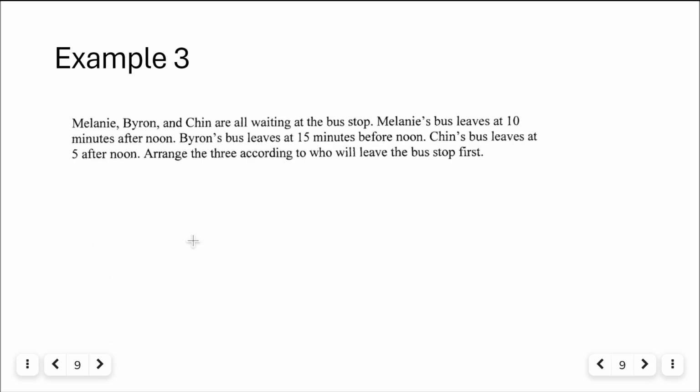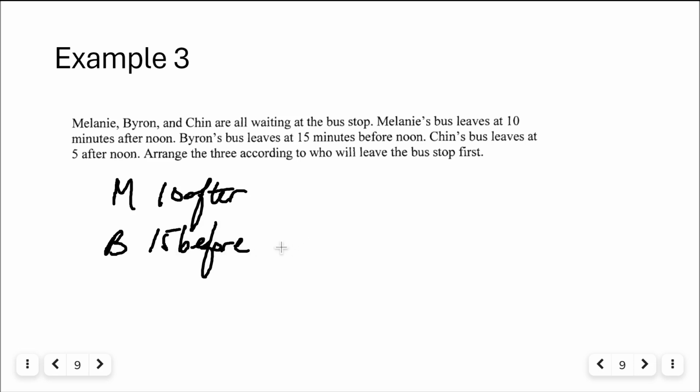All right, so Melody, Byron, and Chin are waiting at the bus stop. Melody's bus leaves at 10 minutes after noon. So Melody, 10 after. Byron leaves at 15 before. And Chin leaves at 5 after. So who's going to leave the bus stop first if you're given these three?